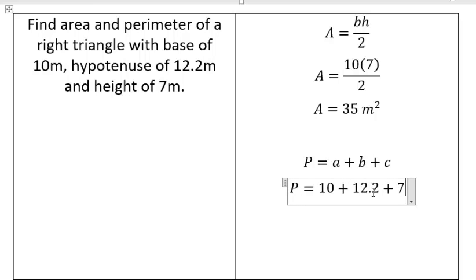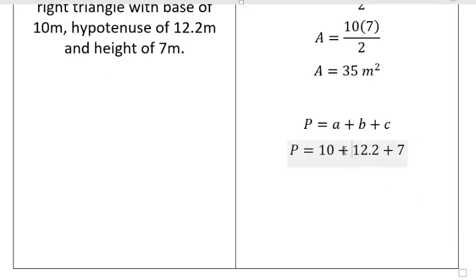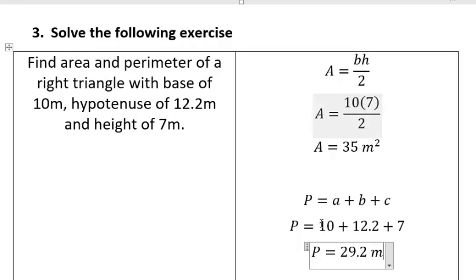I'm not saying that 12.2 is B. Obviously B is 10. But it doesn't matter in which order you put them. 10 plus 12.2 plus 7 will give me 29.2. So 29.2 meters. That will be the answer for the area and the perimeter of this triangle.